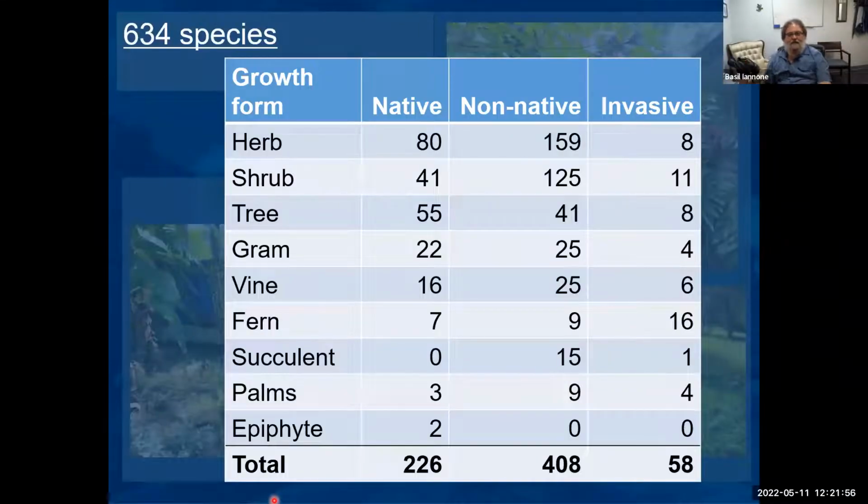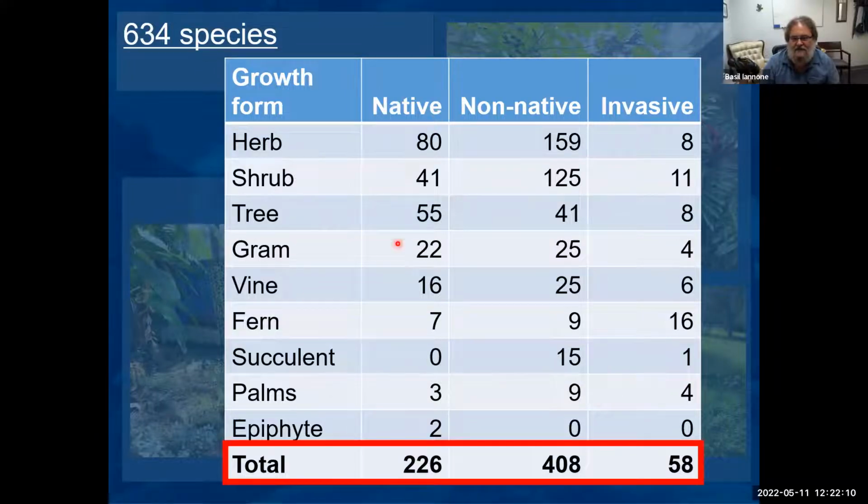And when we started to break it down, we said, okay, what are these species? This table here shows what growth form they were. A lot of shrubs, a lot of herbaceous species, a lot of trees. But down here, let's look at the bottom. The total number of species native to Florida that we found was 226. Non-native species, those not native to Florida, are 408 of them. And of those 408, 58 are actually invasive. That means they are identified as species that are either noxious or environmentally or ecologically harmful.